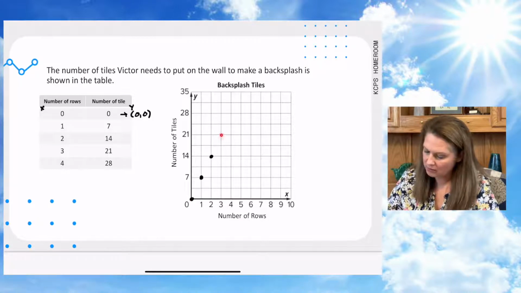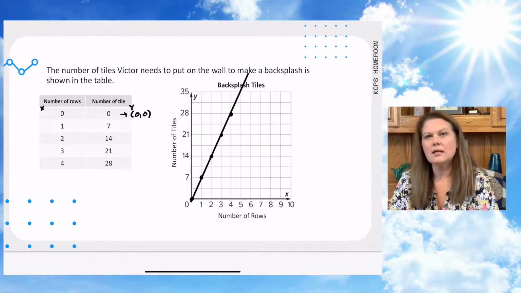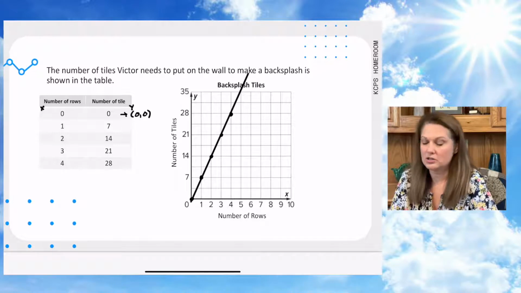3, and then we're going to go up 21, it's going to go right there. And then the last one, 4, 28. It's going to go right there. Now we're going to draw a line starting at 0, and my line is straight. So because I have our two characteristics, beginning at the origin and our line is straight, we're going to say that this graph and this relationship for Victor and the backsplash is a proportional relationship.